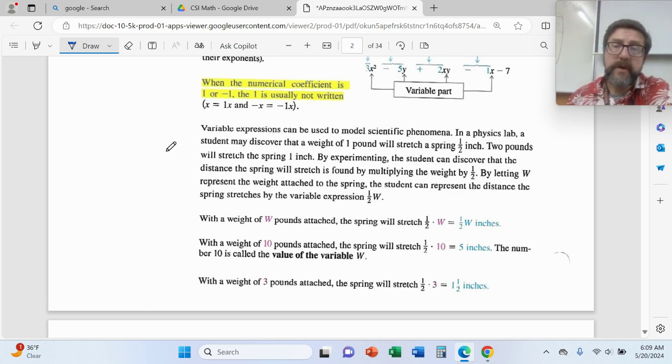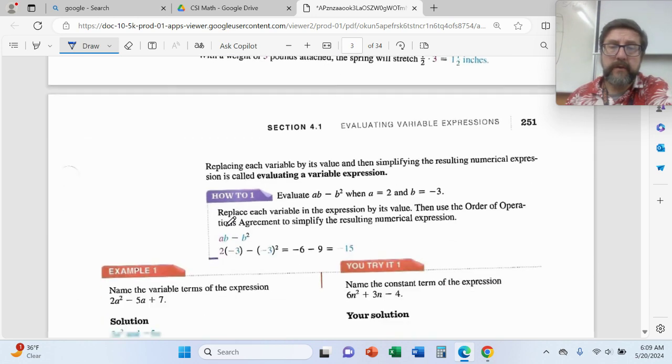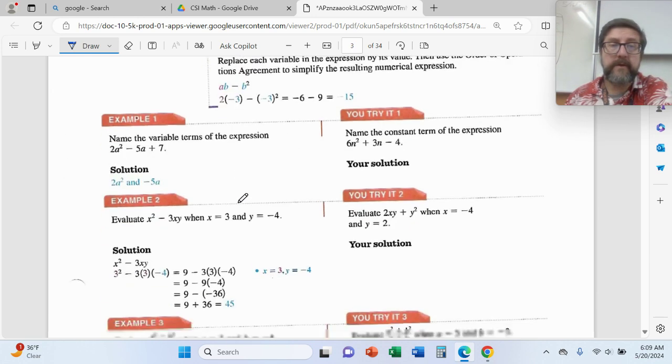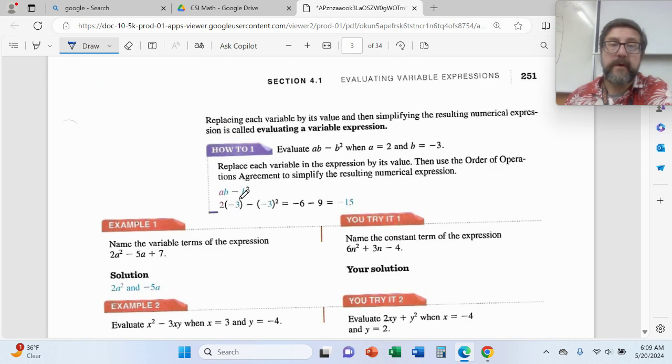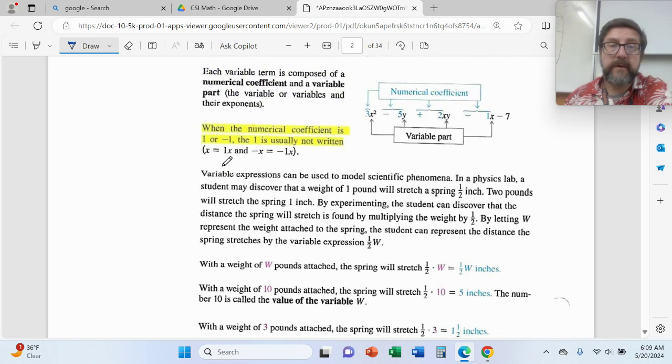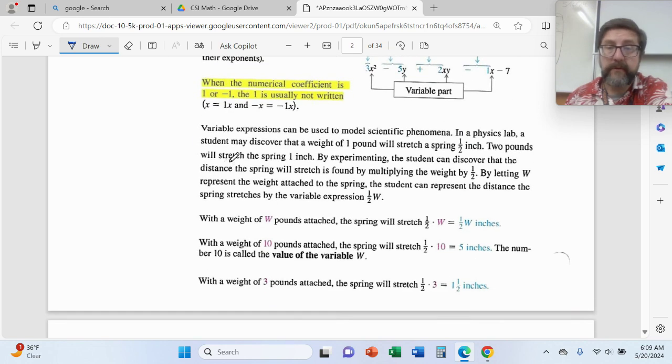Okay, so I'm actually going to move on a little bit more here. Let's get down here to some of the examples. You guys can pause this and read this all if you want.